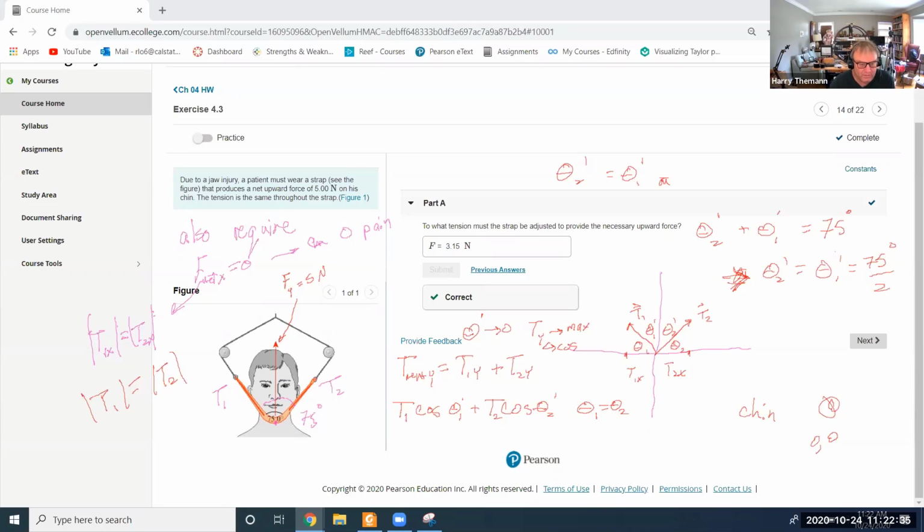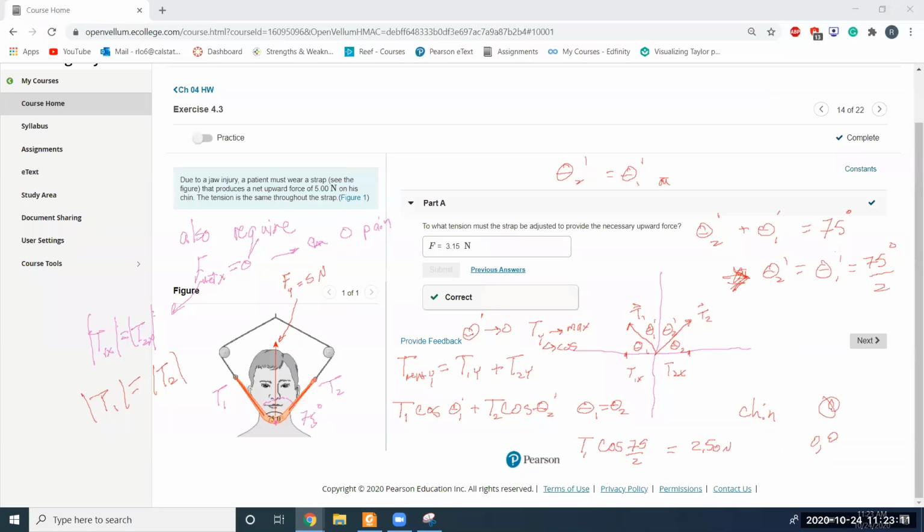And let's think about this. We know that each one of them separately, now I run out of space here, but that's all right. Without going through every gory detail, we know that T1 cosine of 75 over 2 has to equal 2.5 newtons. Do you agree? Yeah, I see that. Because they'd be equal, right?